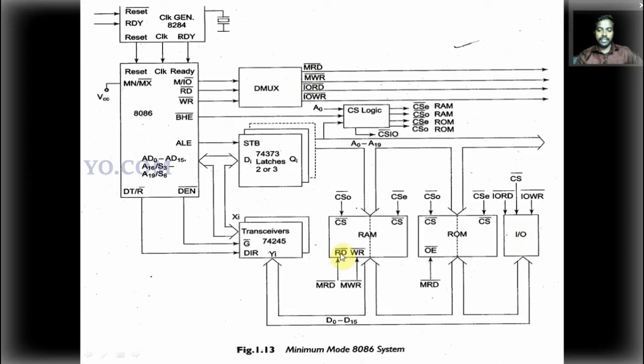See, in our RAM, the input control signals are memory read MRD and memory write MWR, which are connected to the RD and WR bar.